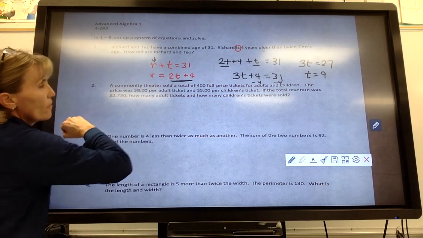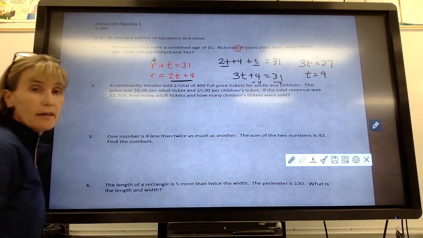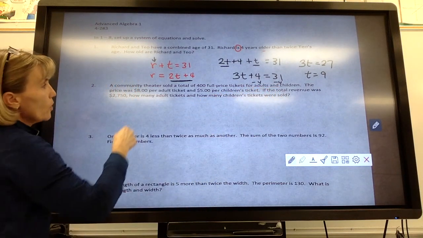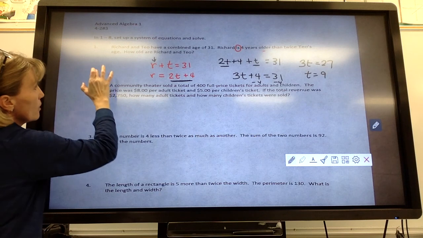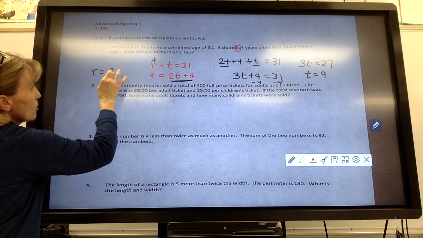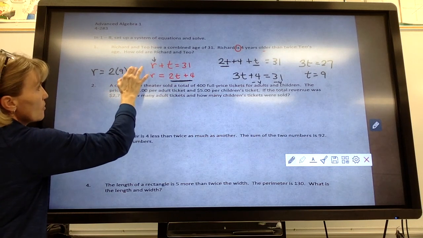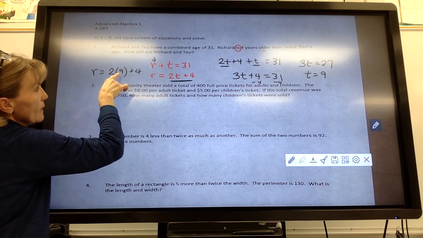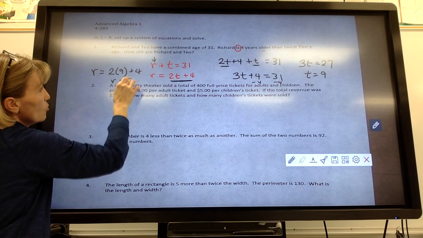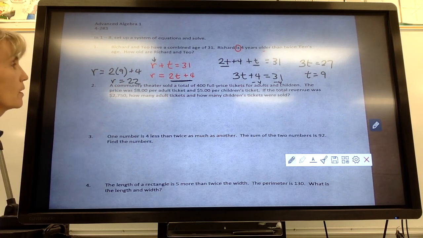T stands for Tio's age, so I have to go back and figure out Richard as well. So I'm going to plug it into this bottom equation and say Richard equals 2 times Tio, well T is equal to 9, plus 4. 2 times 9 would be 18, plus 4, Richard would be 22 years old. So we have R is 22 and T is 9.